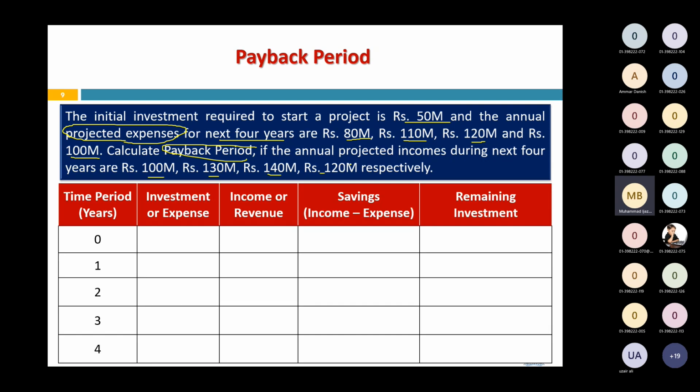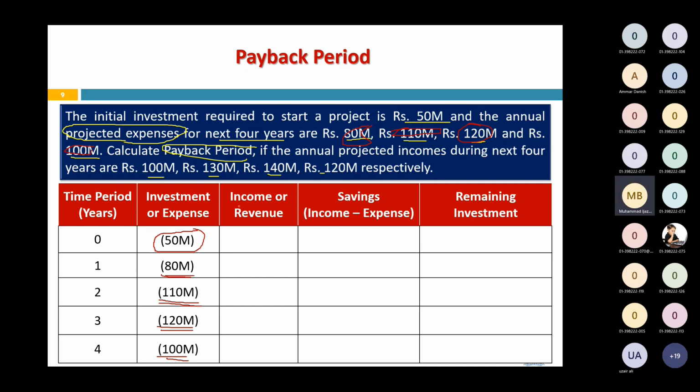So let's draw it on the number line or maybe in the table. Look, the initial investment on day zero is 50 million. The first year expense is 80 million, the next year expense is 110 million, then 120 million, and then 100 million in the fourth year, according to the values given here. Is it clear to everyone? Yes, sir.